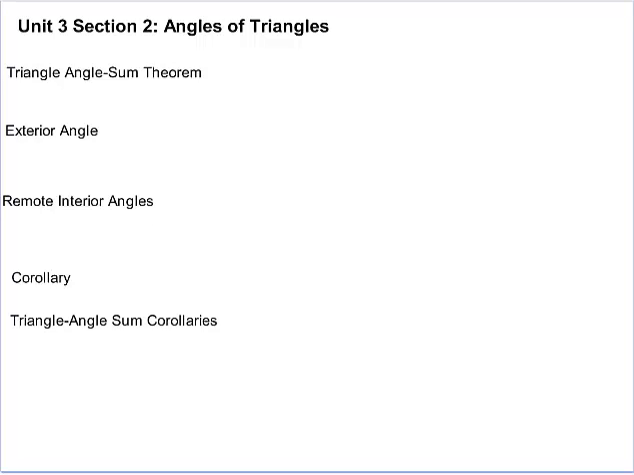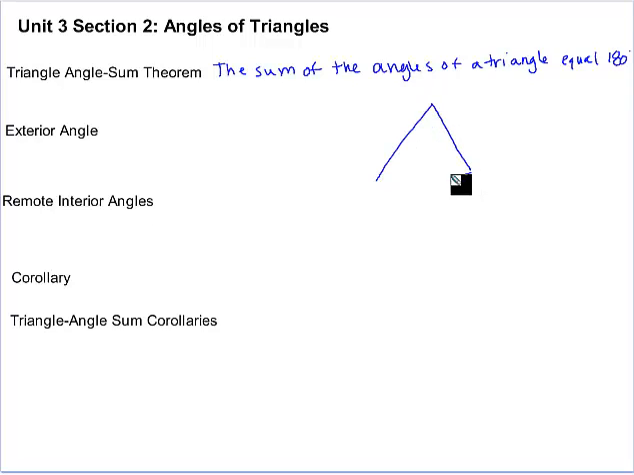Most of you actually already know this, but the triangle angle sum theorem just tells us that the sum of the angles of a triangle equal 180. So if you have a triangle, the three angles, so if this is angle 1, 2, and angle 3, the measure of angle 1 plus the measure of angle 2 plus the measure of angle 3 should equal 180 degrees. And that is for any triangle.